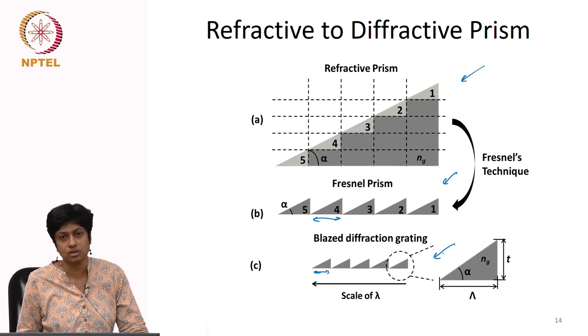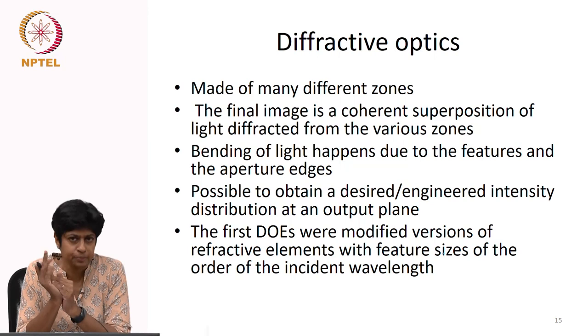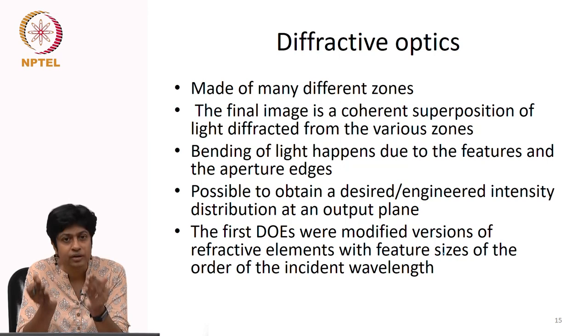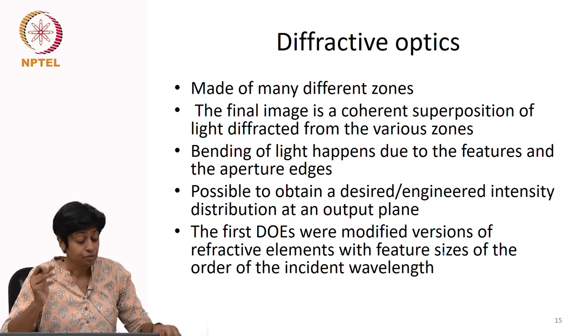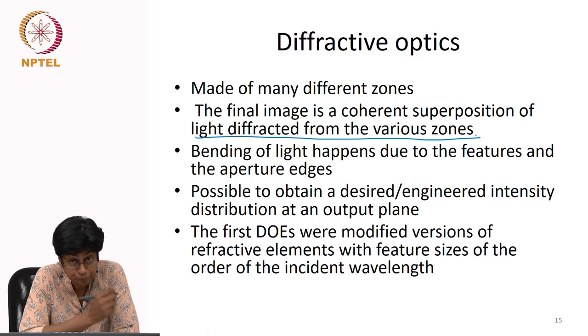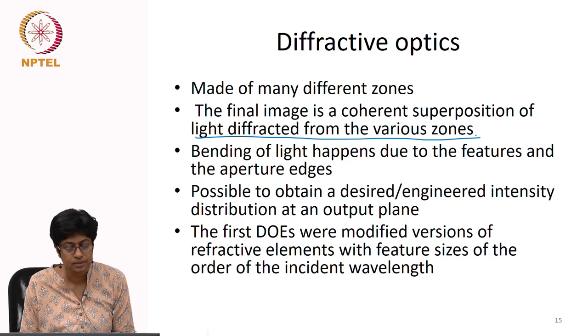So, to summarize at this point, diffractive optics works very differently from refractive optics. You are in some sense creating a number of zones in your element, and those zones are creating a number of beams. The final image then is a coherent superposition of light diffracted from those various zones. The so-called bending happens because of the features and the aperture edges, and you can use this now to engineer a desired intensity or phase output.